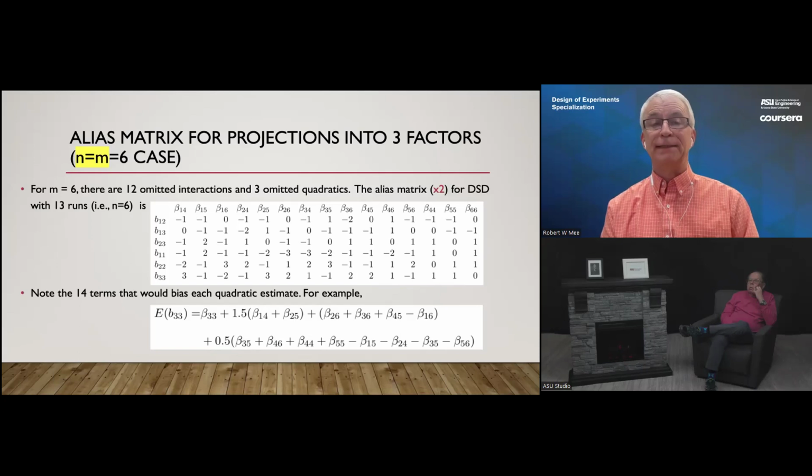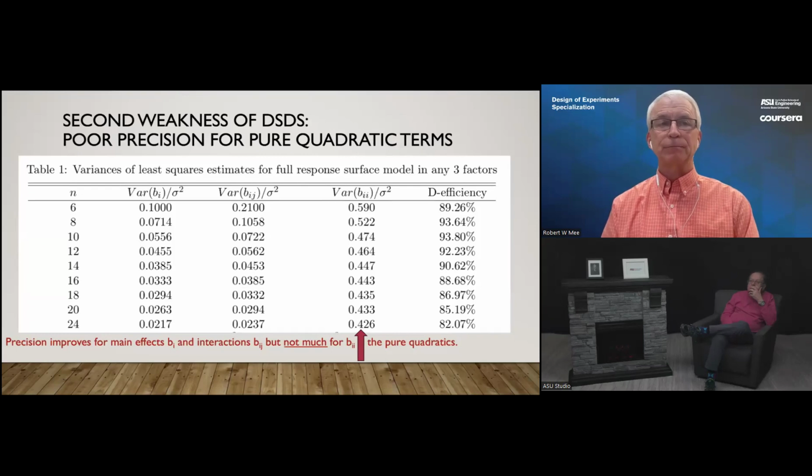If we're wrong in concluding that factors 4, 5, and 6 have no curvature, then you see the potential for bias to the pure quadratic coefficients. There is also potential bias to the interactions, but not as severe as the potential bias to the pure quadratic coefficients. So potential bias is one weakness of DSDs. Poor precision is also a weakness. Well, no, a certain weakness, not a potential weakness.